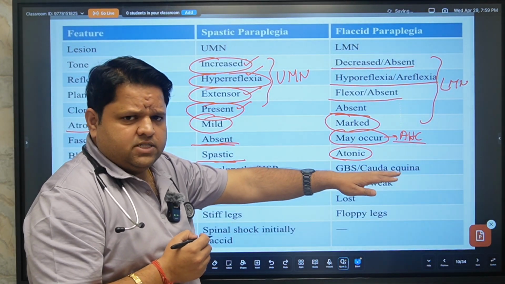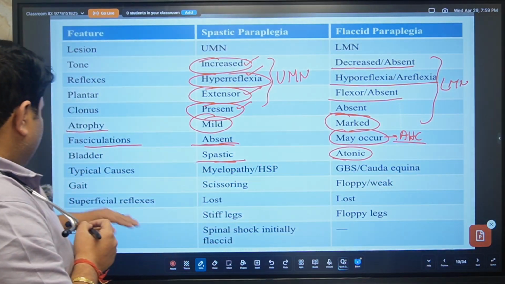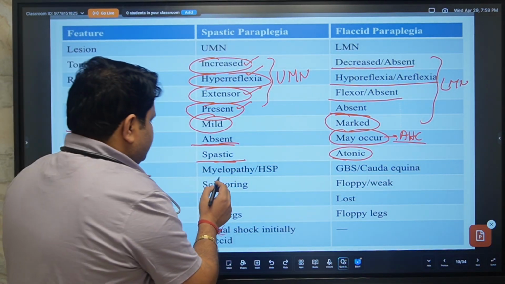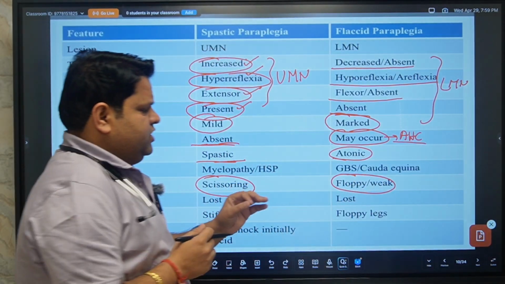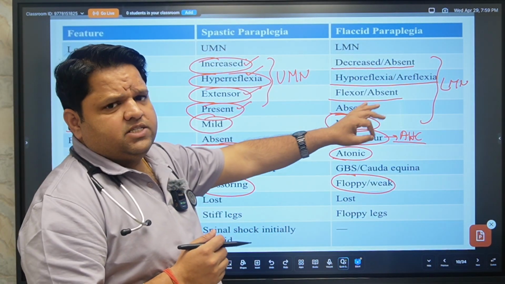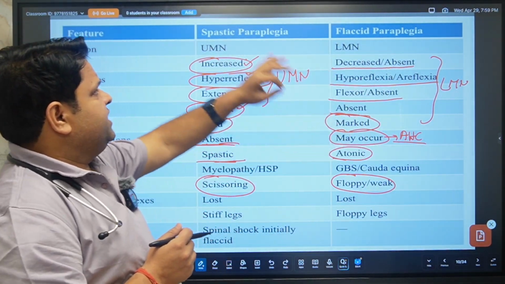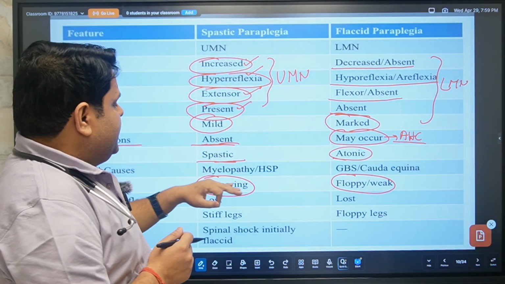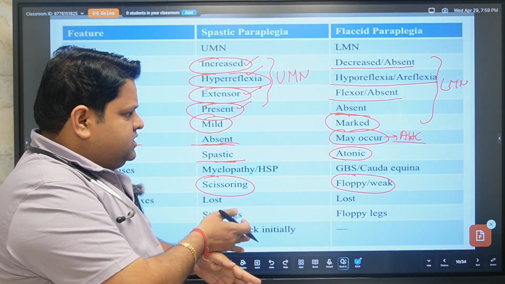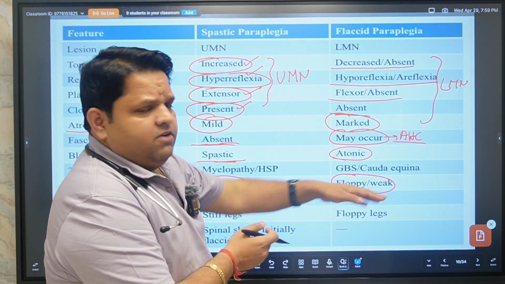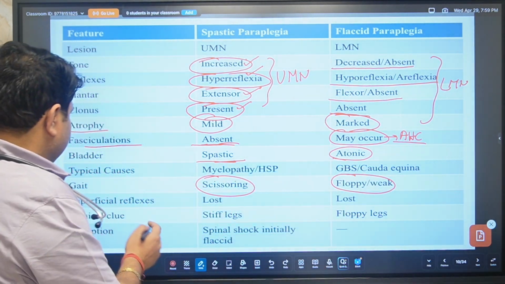Causes of flaccid paralysis are GBS and cauda equina syndrome. Gait, in spastic we get the spastic gait or the scissoring gait. In flaccid we get the floppy or weak gait. Usually flaccid paraplegia has more pronounced weakness as compared to spastic paraplegia. Like hereditary spastic paraplegia, we get the scissoring gait. The patient is able to walk but with scissoring. In case of LMN type weakness, the patient is usually unable to walk.